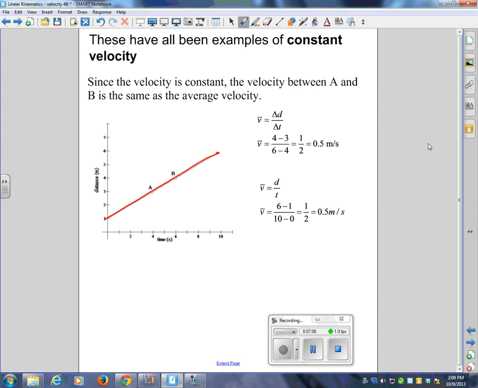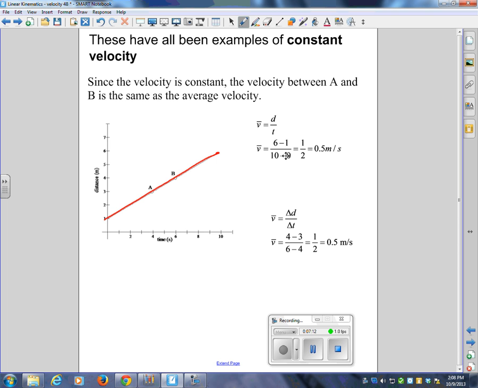So this would be the average here, right? The average velocity is going to be, see, I end up at 6, I started at 1, 6 minus 1, divide my time, 10 minus 0, my average velocity is 0.5.